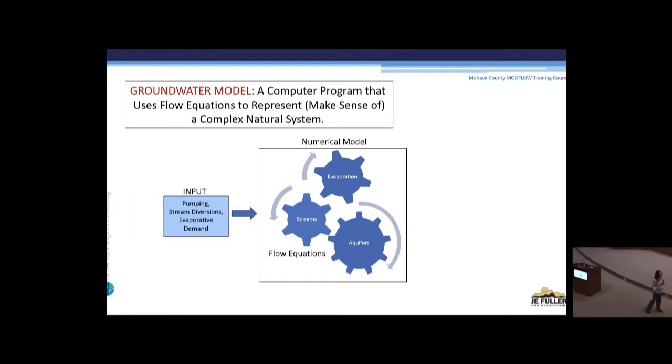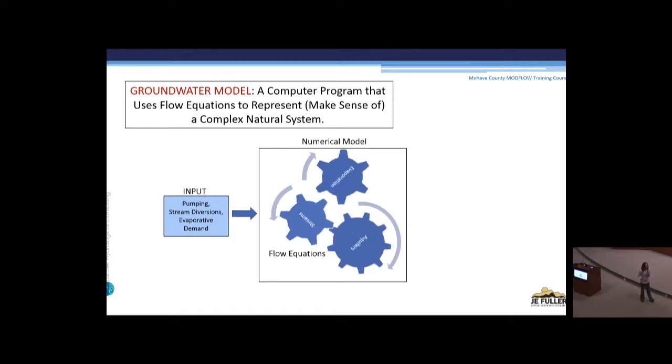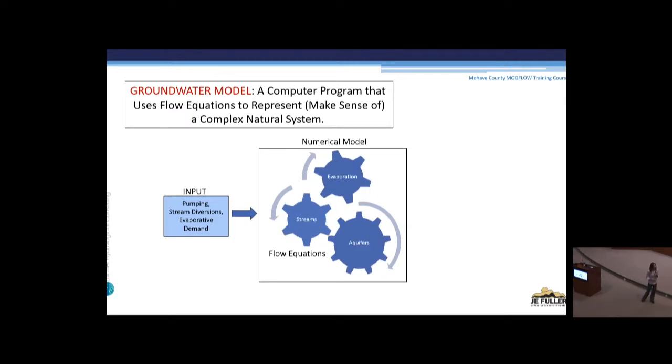So we have inputs like pumping, stream diversions, evaporative demands. We plug in the equations to MODFLOW. It manipulates evaporation, stream flow, and aquifer storage, and spits out something convenient for us, which is groundwater conditions at a point in time, as well as base flow and ET and other things that we want to look at some time into the future or even in the past to understand the system better.